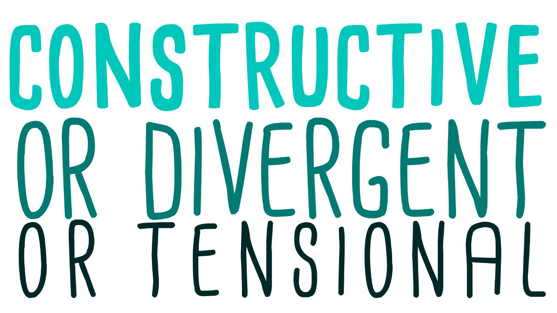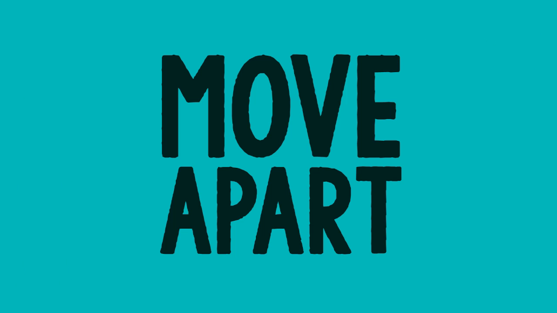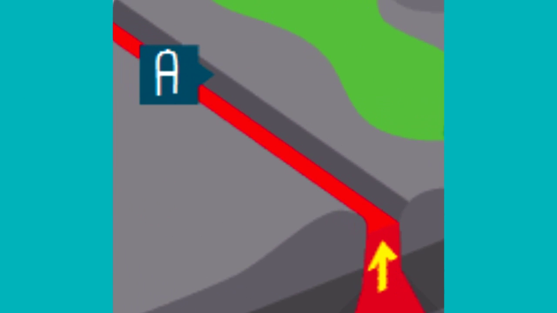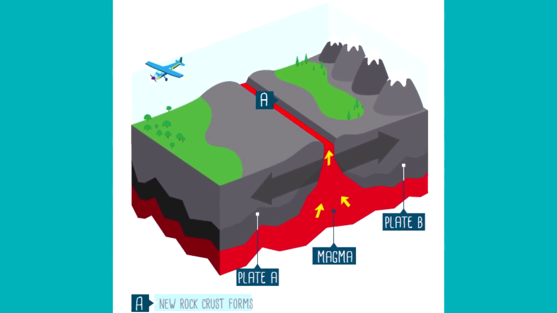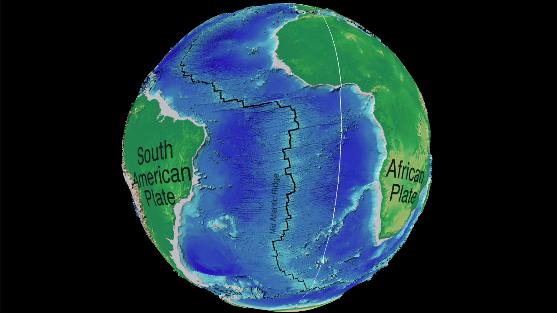Another type of plate boundary is the constructive or divergent or tensional plate boundary, which occurs when plates move apart. Volcanoes are formed as magma wells up to fill the gap, and eventually new crust is formed. An example of a constructive plate boundary is the Mid-Atlantic Ridge.